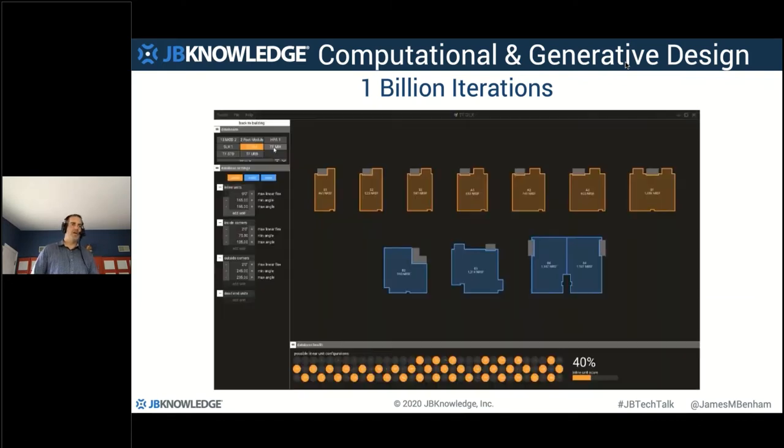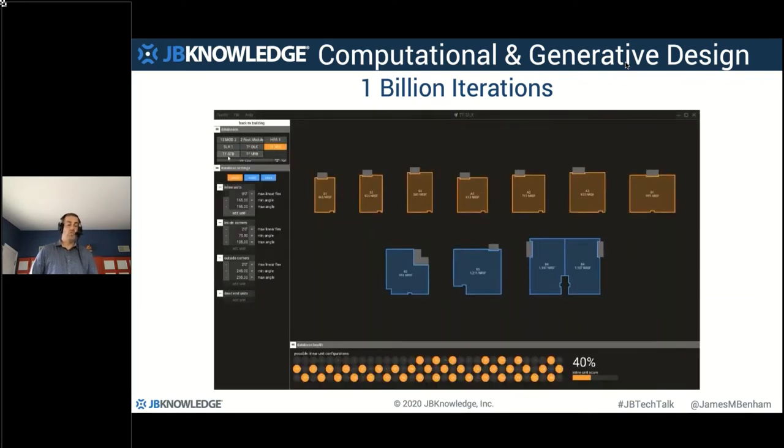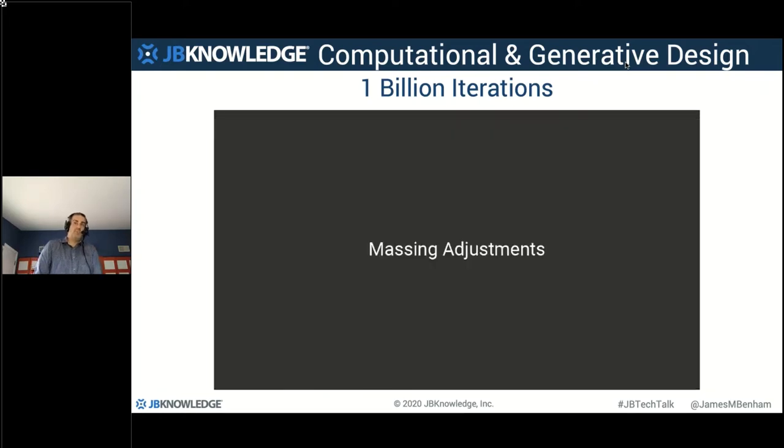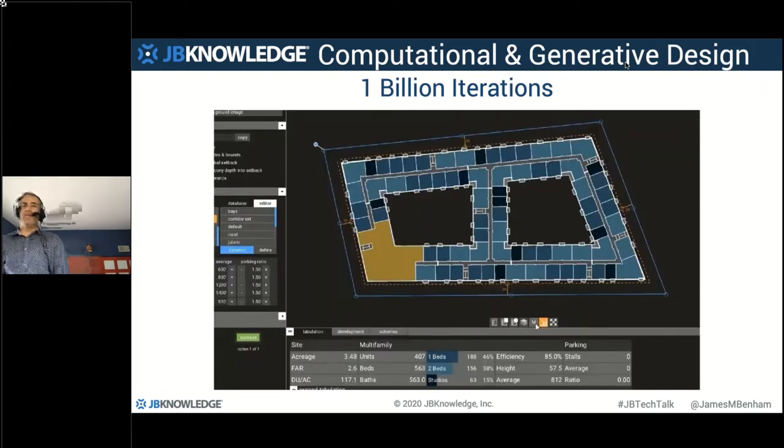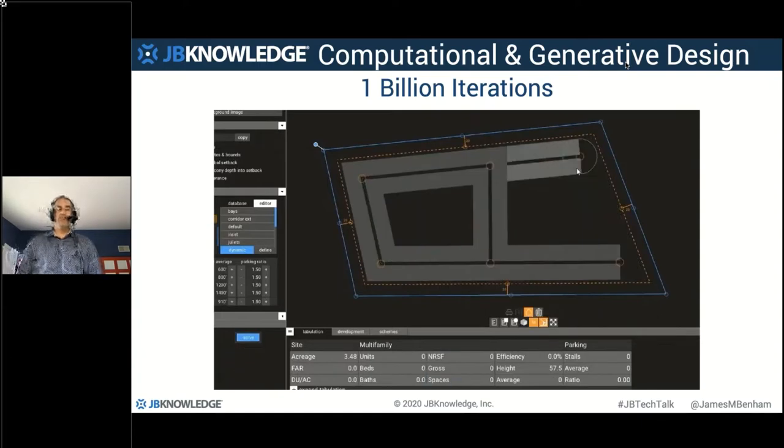It allows you to define what unit types you want to build, right? Let's say it's multifamily. So you're trying to build a multifamily complex and you want a certain mix of different unit types.